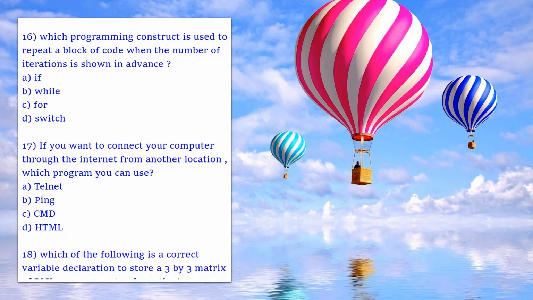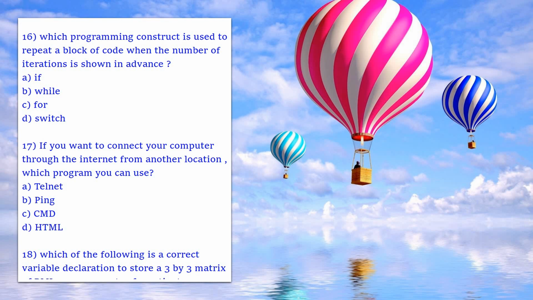So the 16th question: which programming construct is used to repeat a block of code when the number of iterations is known in advance? When you know the number of iterations to be performed, you cannot use if. A for loop is what you are going to use when you know the number of iterations; a while loop is used if you do not know the number of iterations to be performed. Switch case is used for alternatives with cases, and if is used with else. So the programming construct for repeating is nothing but the loops, that is while loops as well as for loops.